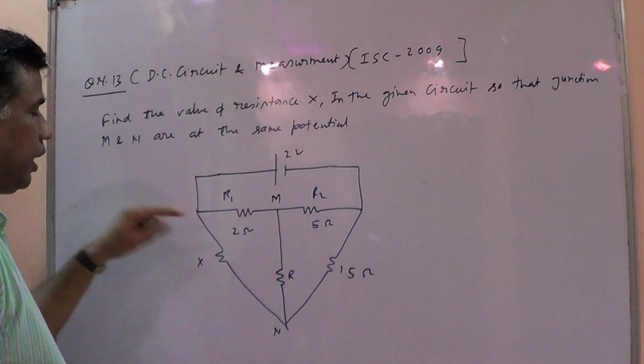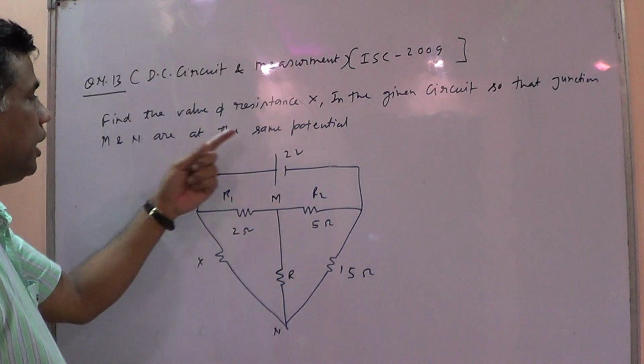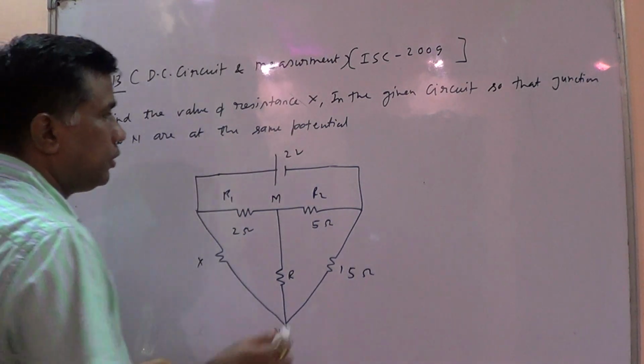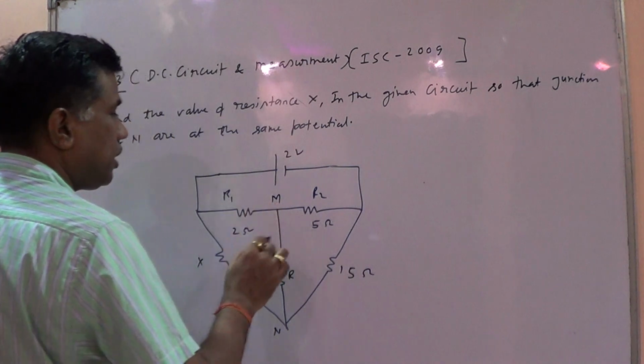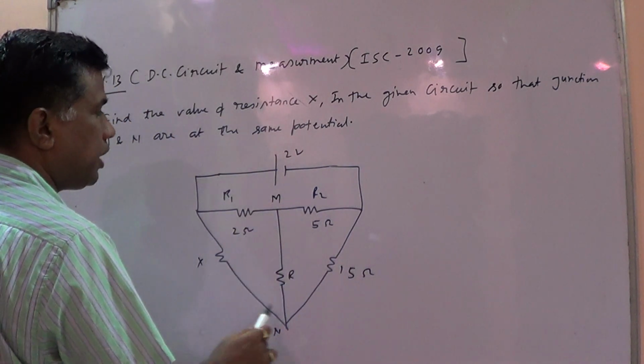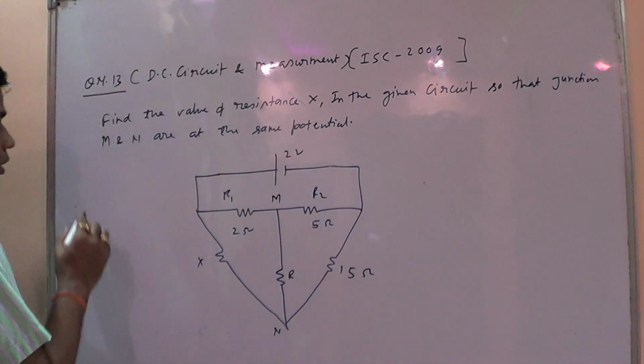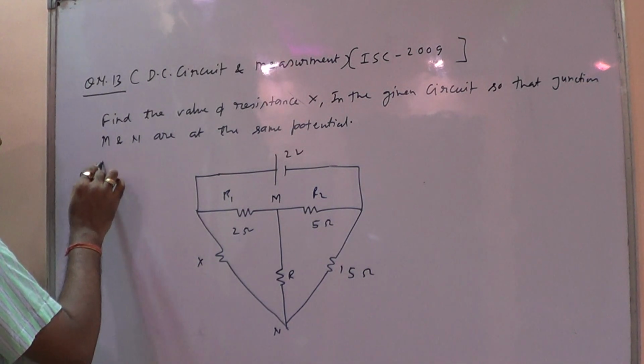junction points M and N are at the same potential. It means the potential of point M is equal to the potential of point N. See how we can solve it.